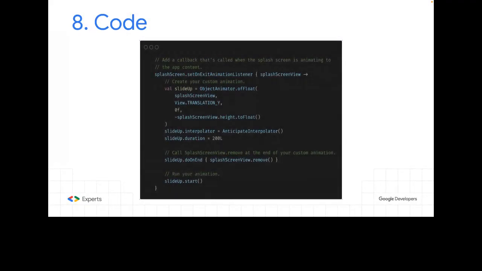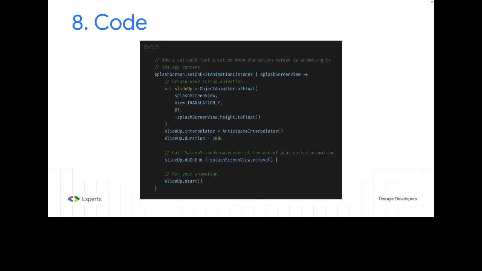So this is basically the callback set on exit animation listener. If you see here, I have created a custom animation and set the interpolator on that animation, which is slide up, and I set the duration to 200. Then the very important call is remove. This makes sure that when your custom animation is finished, you remove the splash screen view. The splash screen view is accessible via this function, set on exit animation listener. It provides access to that view, and we can use that.